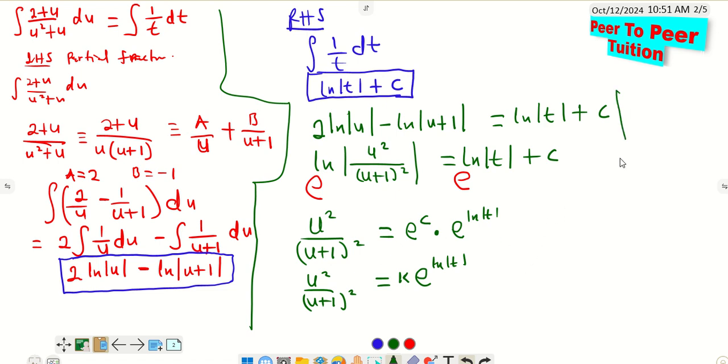Now from here, we can still do a lot. We know that this whole thing can be written as u squared over u plus 1. Let me take it straightforward: u squared over u plus 1, all squared, should be equal to, now u to the power ln t will give us t, so you will get kt, or tk. So that is it.